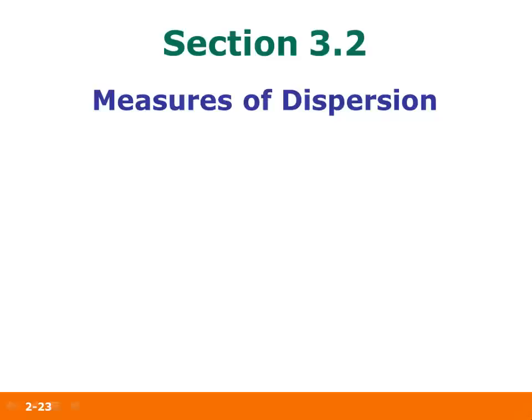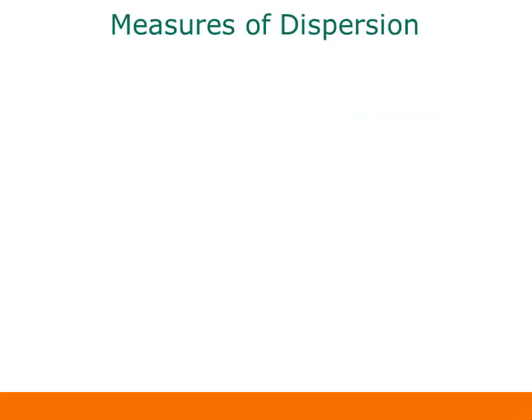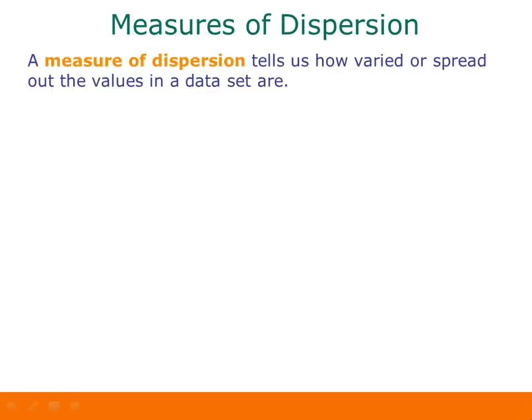Hi, this is the video for section 3.2 about measures of dispersion. Before we talk about those objectives, we need to talk about what measures of dispersion are. So a measure of dispersion tells us how varied or spread out the values in a data set are.